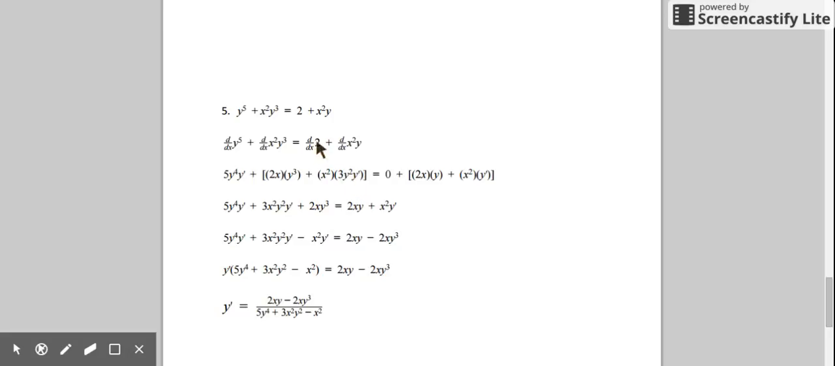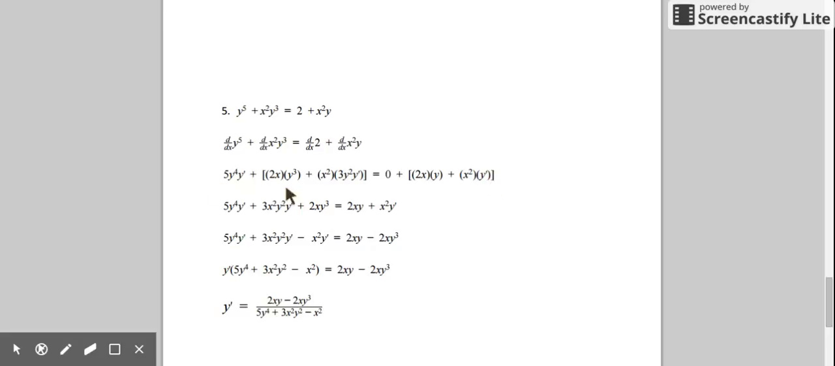On the other side, the derivative of 2 with respect to x is 0, and the derivative of x squared times y is going to require the product rule once again. So the derivative of x squared is 2x times the original second function, y, plus the original first function, x squared, times the derivative of the second, and the derivative of y is y prime.